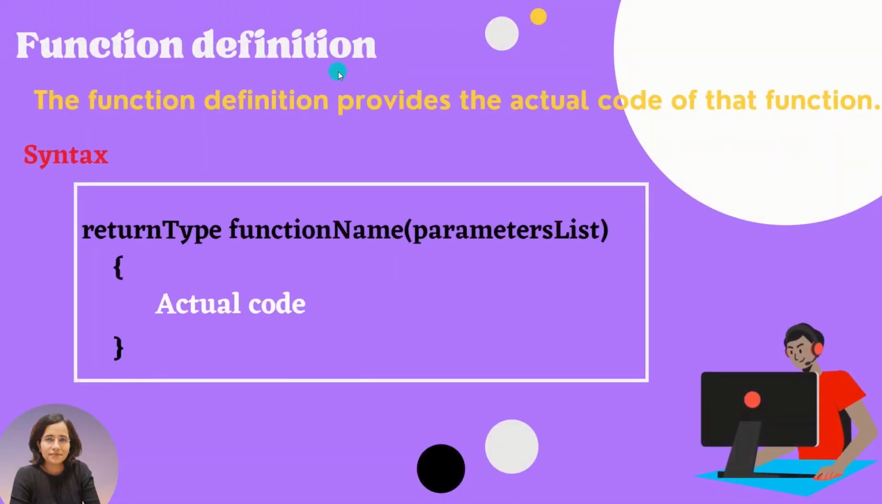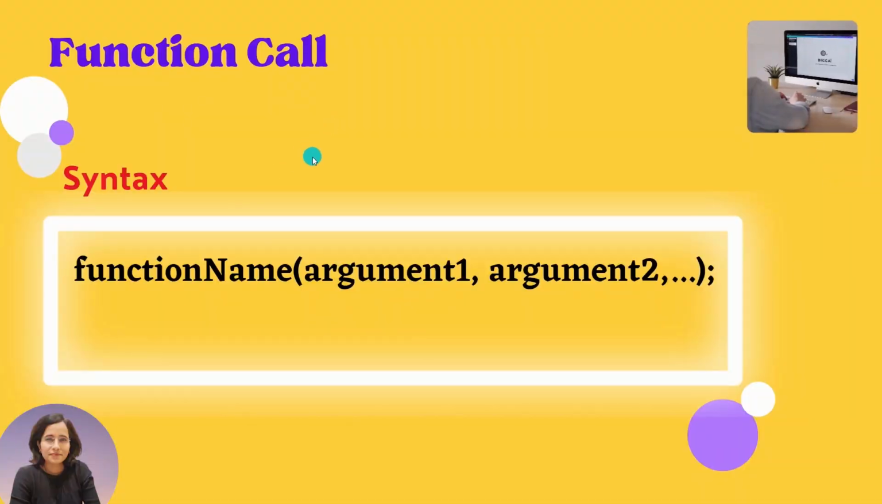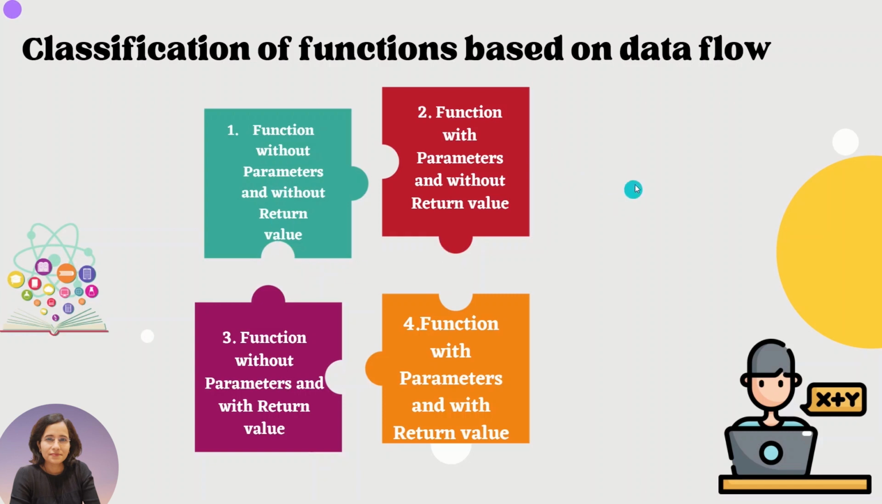The next one is function definition. In function definition, we write the actual code. Here too we should mention the return type, then we have to mention the function name, and we have to specify the parameter list too. After declaration of the function and the function definition, we should call that function in the main, so the control will pass to that particular function and the code will get executed. Here is the syntax. First we have to mention the function name, and then we should write the arguments followed by a semicolon.